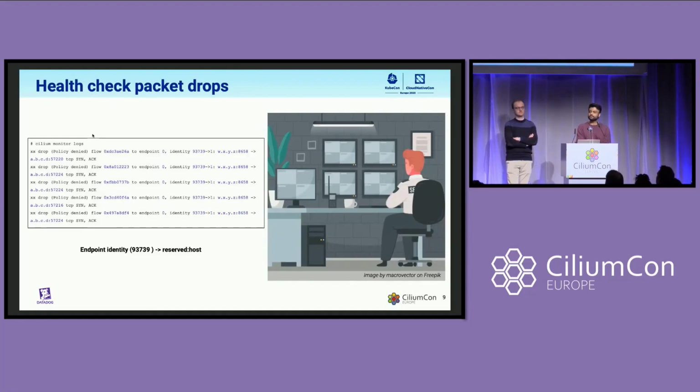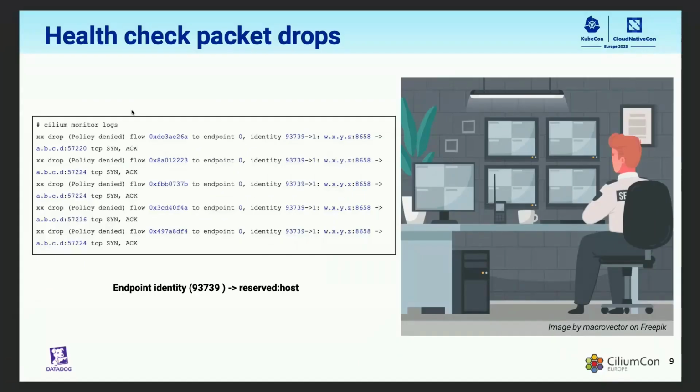The first thing we generally do with Cilium, whenever there is a connectivity issue, is run Cilium monitor. Cilium monitor logs are like looking at real-time CCTV camera footage into your network, into your Kubernetes clusters. And you could also use Hubble for a similar use case.